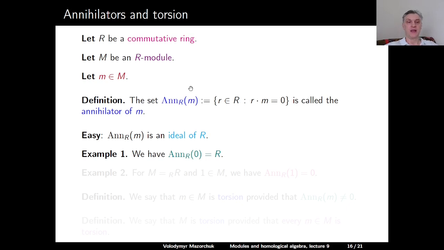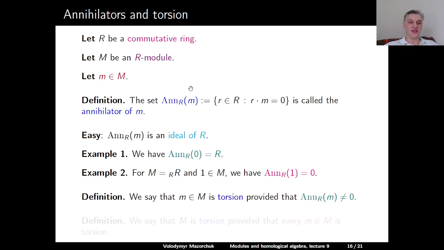That's obvious. And the second example, if we take as a module the regular module and as an element the identity element in R, then of course the annihilator of the identity element is 0. Definition: we say that an element m in this module big M is torsion, provided that its annihilator is non-zero. And we will say that the whole module is torsion, provided that every element in this module is torsion.